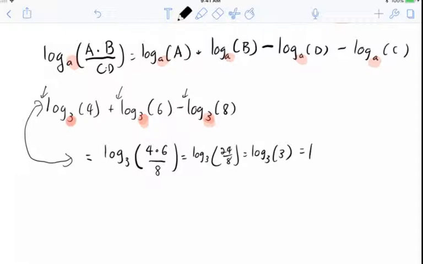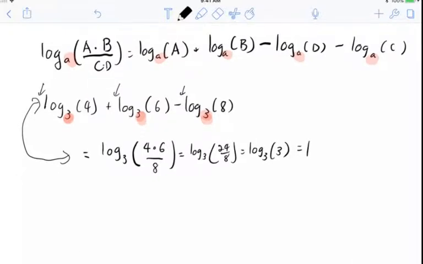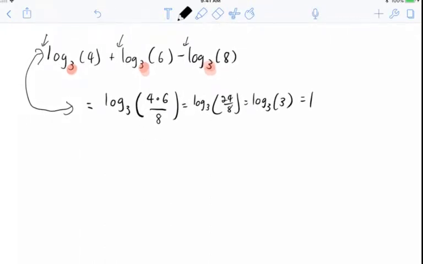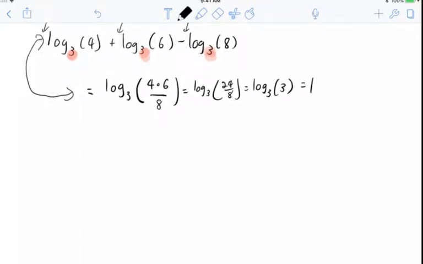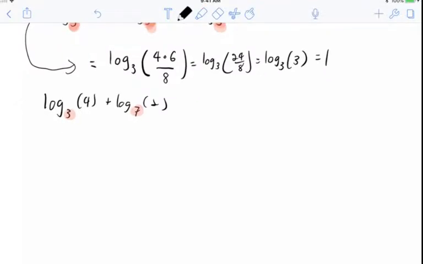I'm going to give you some examples, but before we go on, quick warning. You're not allowed to combine these two together because their bases are different. So these two have to stay apart. That said, if the bases all match, you can combine them together. Okay, so let's try one here.